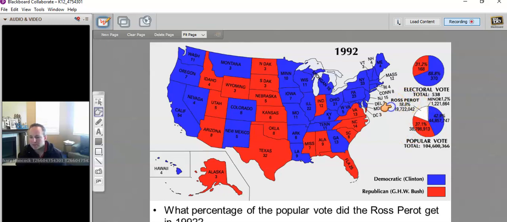But sometimes third parties have different things. So if George H.W. Bush actually got all of Ross Perot's votes, he probably would have been the winner. But instead, we got Bill Clinton. So you can see the states where they fall. The blue means they've gone to the Democratic Party. The red means they go to the Republican Party. And just so you know, since we live in Utah, Utah has a very Republican stronghold, and has for years and years.